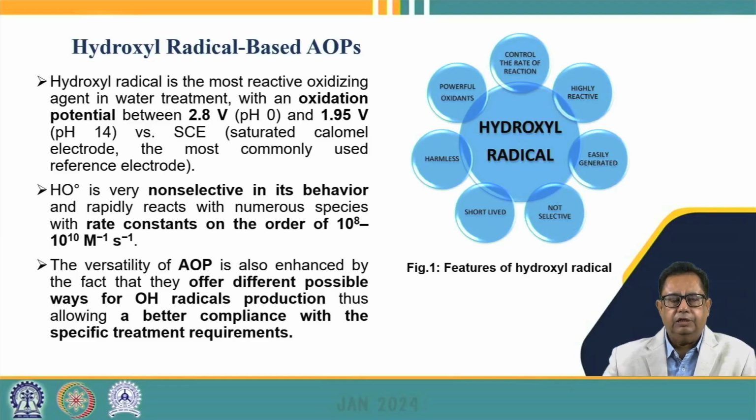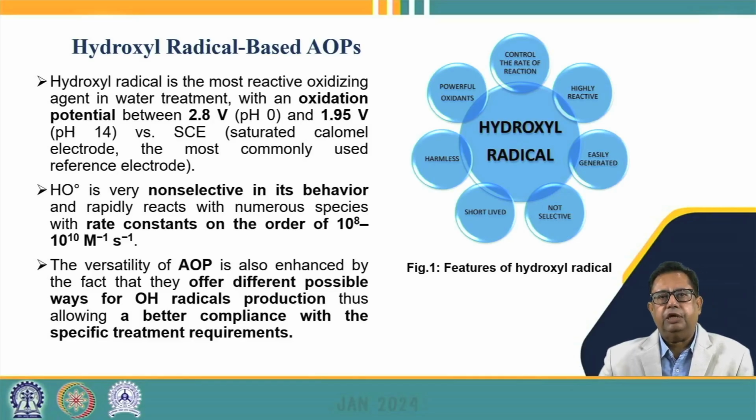So the versatility of AOPs is enhanced by the fact that they offer different possible ways for OH radical production. Thus, they allow better compliance with respect to the specific treatment requirement. Okay. So we can have different types of processes which we will be discussing in the coming lecture, and these processes can be used for the specific removal of certain specific compounds.